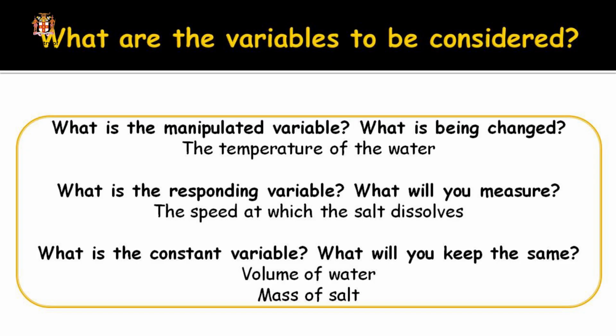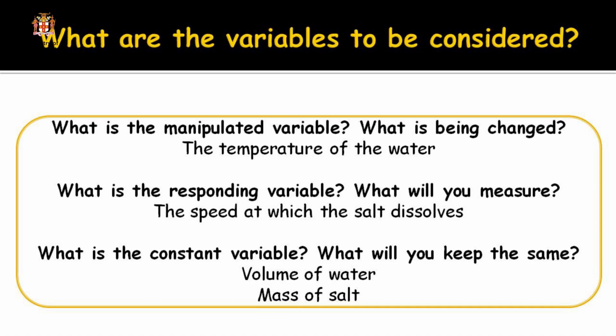All right, so now we have to find out what variables we will be considering. So what is the manipulated variable? What's that again? What are we changing? So based on the design investigations template, what are we changing in this investigation? What do you think? We're changing the temperature of the water. So the manipulated variable is the temperature of the water.